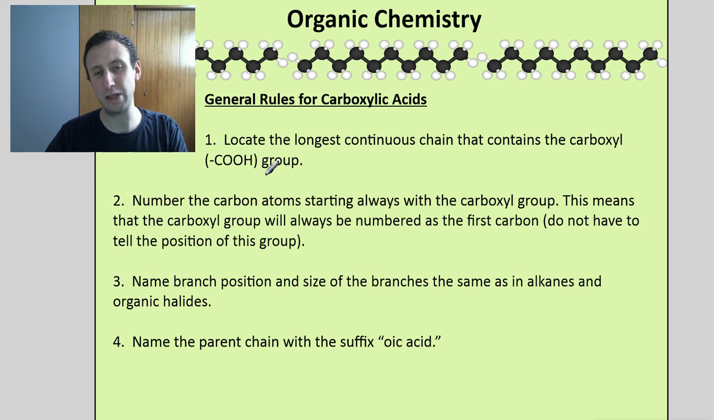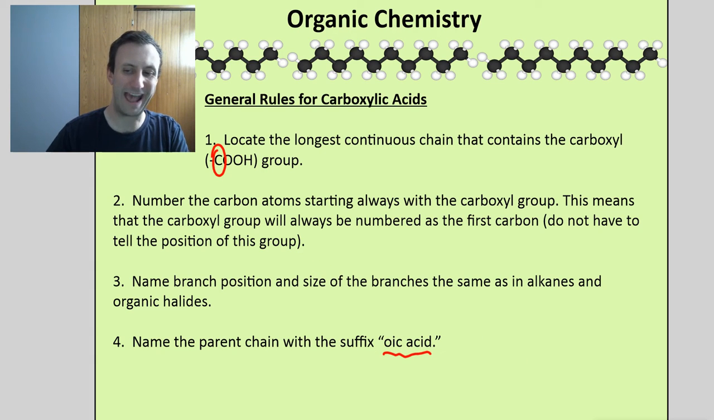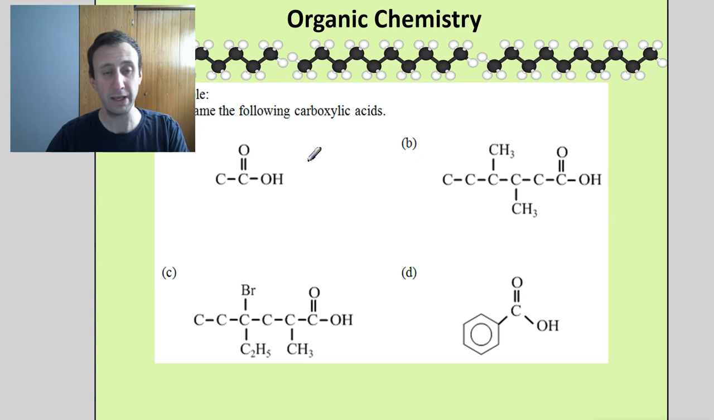Then we number, and we always start with the carboxyl group being the carbon number 1. So the carbon that is part of that carboxyl group, this carbon right here, that's carbon number 1. And so we never have to actually specify the location of the carboxyl group because it is always number 1. And then from there, name branch positions and size of the branch is the same as in alkanes and organic halides and all that. So we just name it, but the ending is going to be oic acid. So let's take a look at a few examples, go through it, and then we should be in good shape.